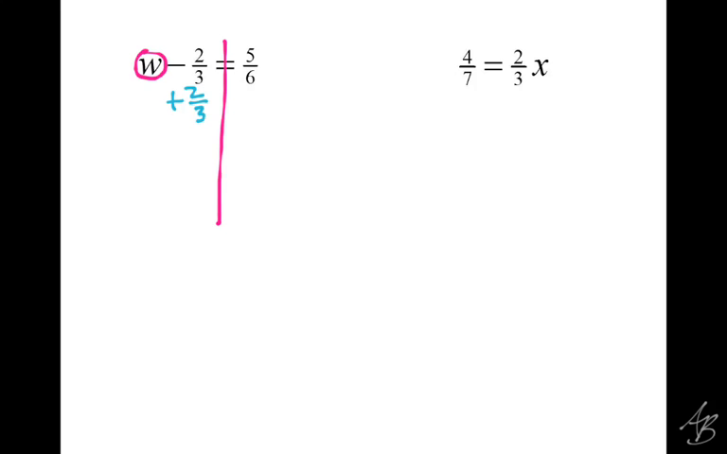And remember, whatever we do on one side of the pink line, we have to do on the other. So we're going to add 2/3 over here also. All right, so on the left side, these 2/3 are going to cancel each other out. So we have what left? W. And on the right side, we need to add 5/6 plus 2/3.